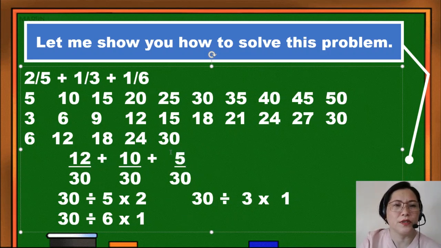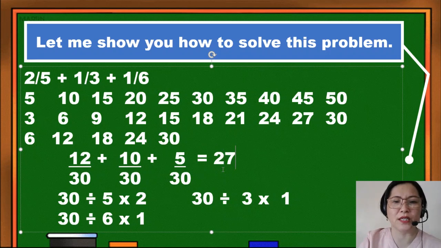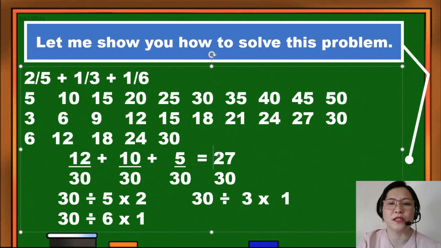So they are now similar fractions. So we can now add the numerators. So 12 plus 10 is 22, plus 5 is 27, and the common denominator is 30. What do you notice about the answer 27/30? Is it the final answer?